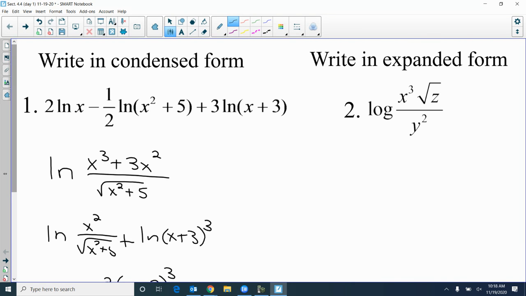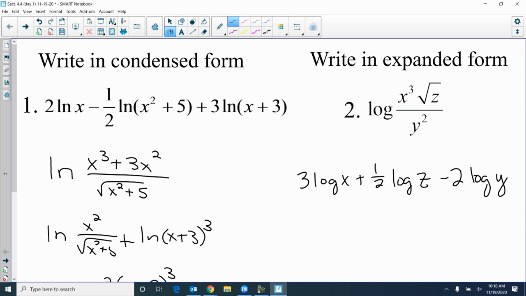Mackenzie Ward, what do you think? I got 3 log x plus 1/2 log z. Hold on. Oh, sorry. Plus 1/2 log z. Minus 2 log y. Oh, I agree. We agree? Okay, so make sure that log of the numerator minus the log of the denominator, and then the log of the numerator can be split, and then you got to take care of all those powers. So that would be correct.